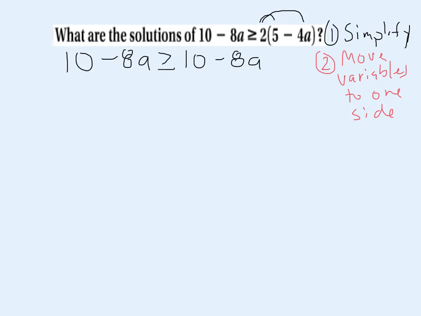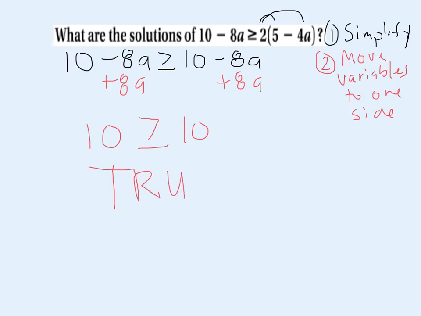So I'm going to move over my 8a. So I'm going to add 8a on this side, 8a on this side. And then negative 8a plus 8a is going to give me 0, so I'm not going to write anything out, is greater than or equal to 10. So now when I look at this problem, is 10 greater than or equal to 10? That is a true statement. Remember, whenever you do not have any more variables left, but you come up with a true statement, it's going to be all real numbers, or else you can also write infinite solutions.